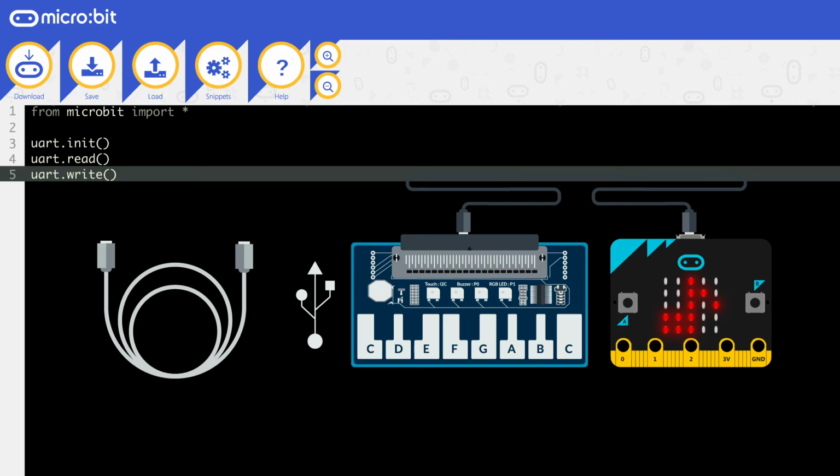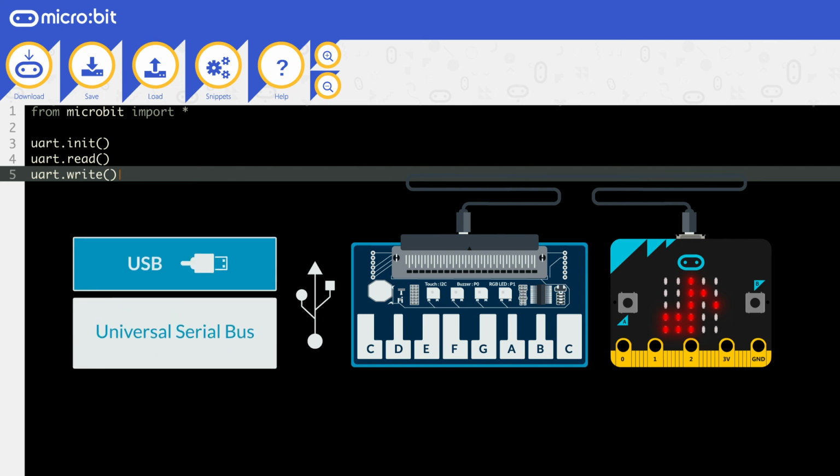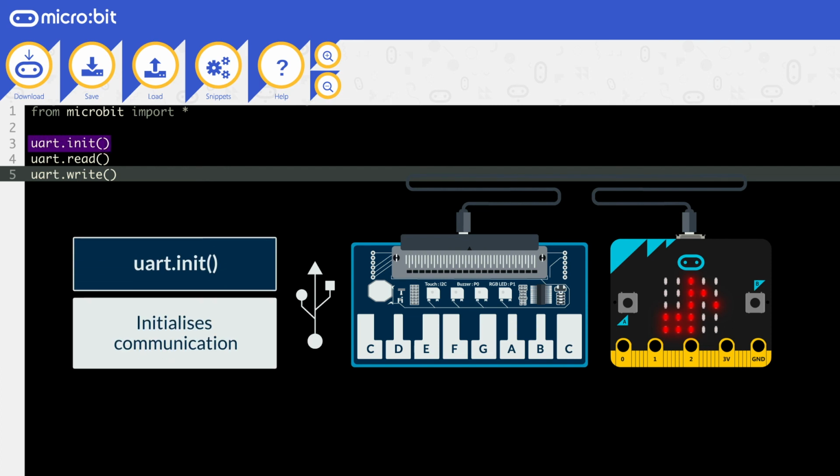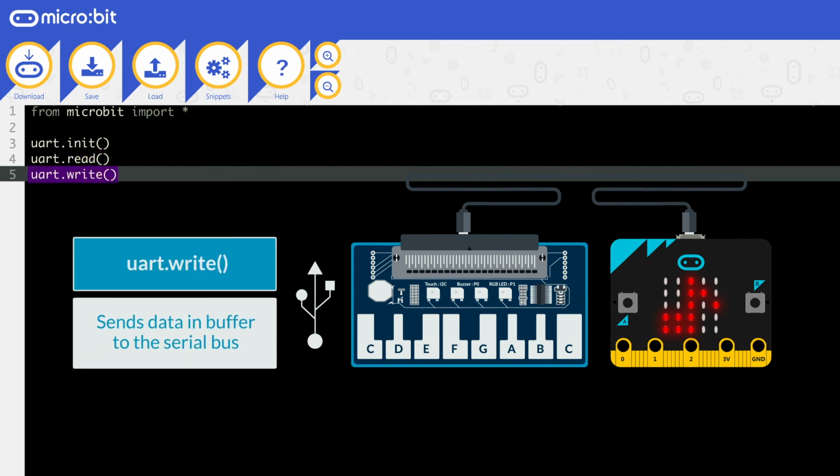This module lets your microbit connect to a device that is connected using the serial interface, for example, by USB. USB stands for Universal Serial Bus. This module contains all the functions you need to communicate through the serial interface. Three of the fundamental functions in this module that you may need are .init, which initializes the communication, .read, that reads the bytes received, and .write, that sends the data in the buffer to the serial bus.